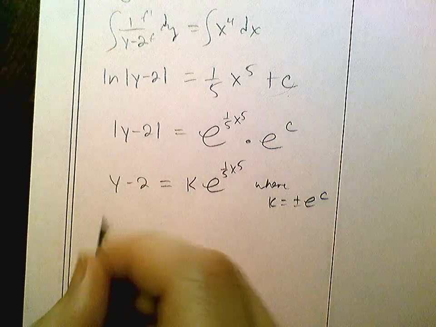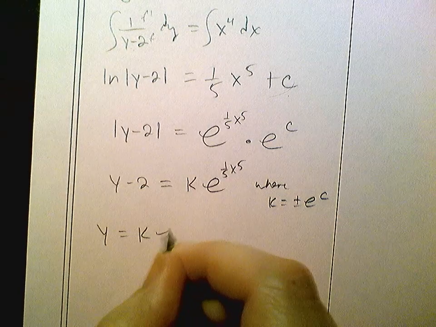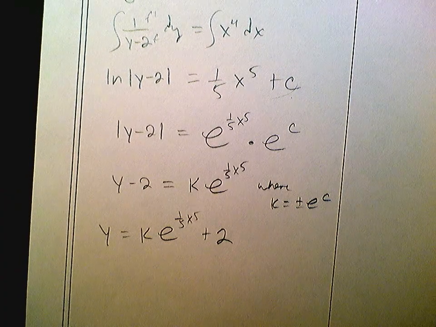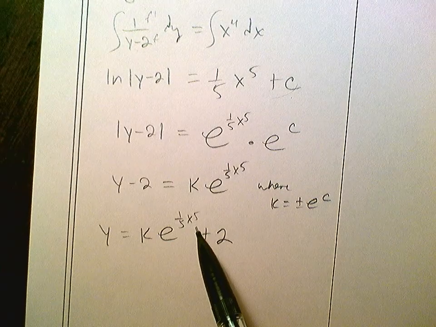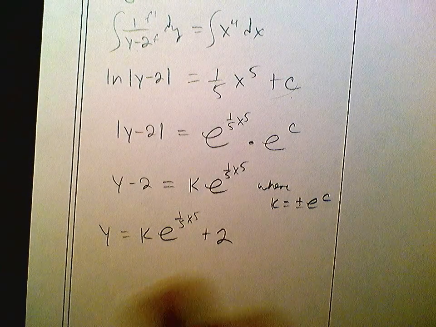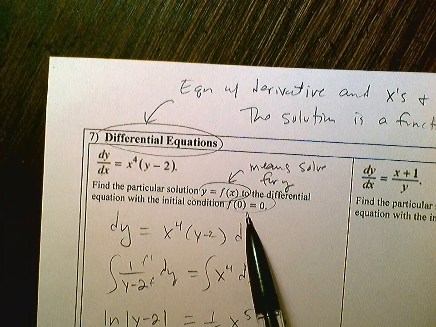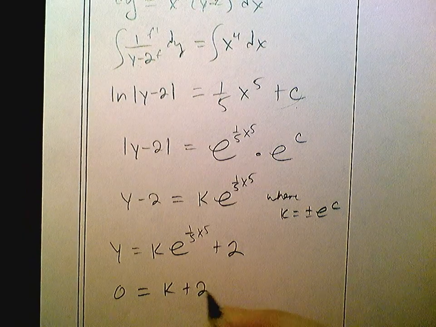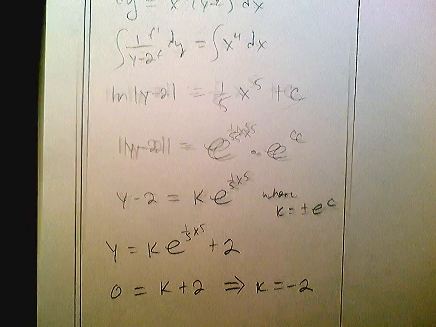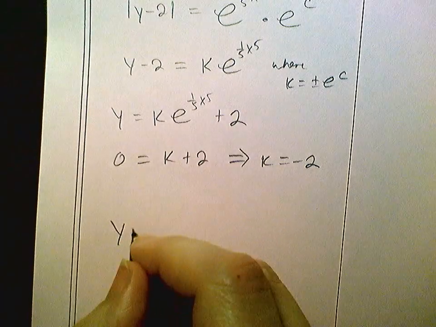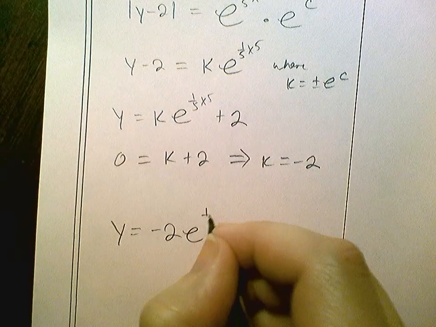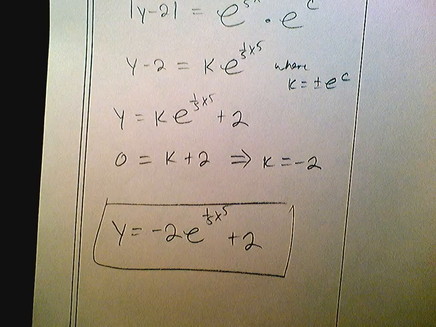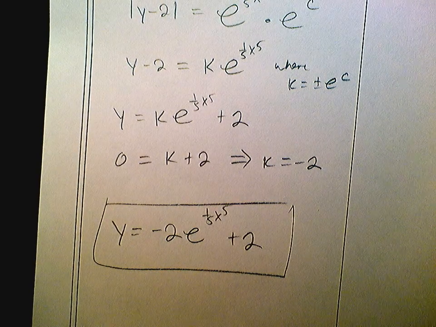Then you could add 2 to both sides, so y is equal to k e to the 1/5 x to the 5th plus 2. Now, this is not solved for because x is the input variable. K is a constant. We have to know what this is, and that's when you use the condition that they give you. So it's at this point that I plug in 0 for x and for y, and you just end up with this. So k is -2. So the final answer is that y equals -2 e to the 1/5 x to the 5th plus 2. Okay, so that is the solution, y equals f of x, to the differential equation.